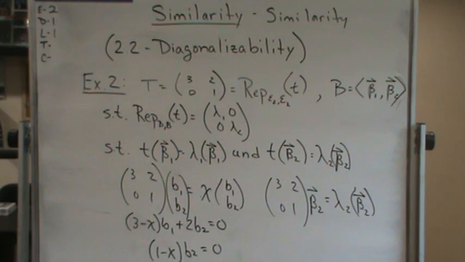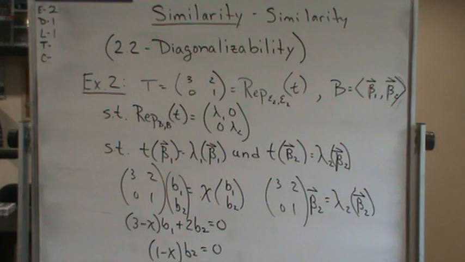Now we're going to focus first on the bottom equation. There are two cases. Either b2 is equal to 0 or x is equal to 1. If b2 is equal to 0, the first equation gives that either b1 is equal to 0 or x is equal to 3. Since we've disallowed the possibility that both b2 and b1 are equal to 0, then we're left with the first diagonal entry, lambda 1, equal to 3. Okay, do you see that?